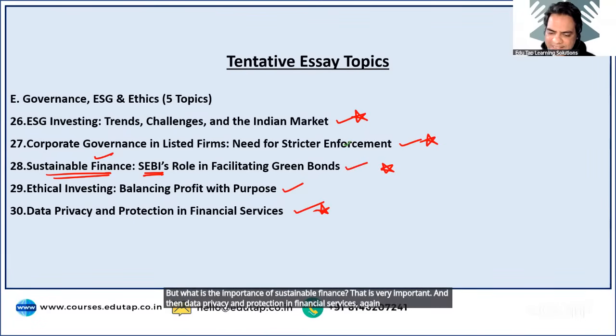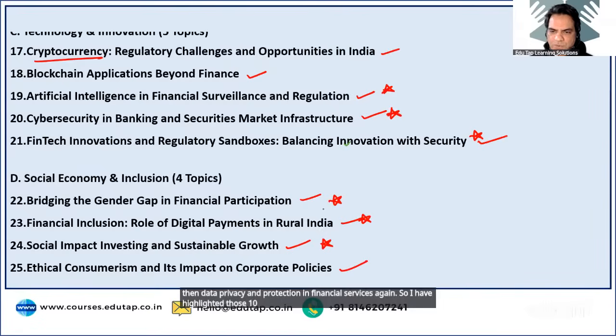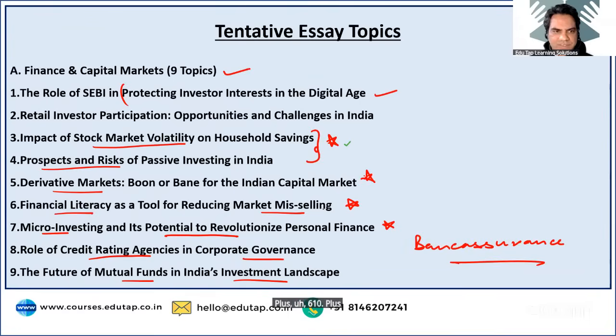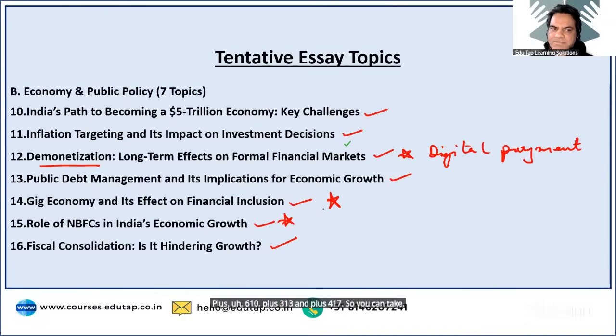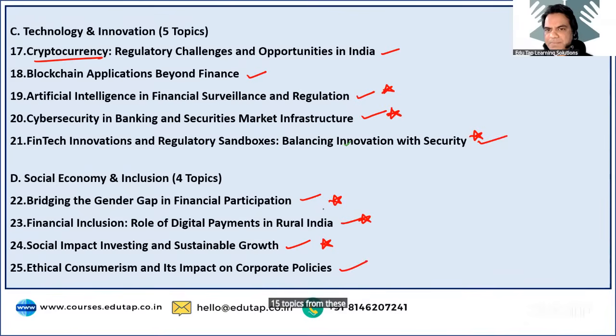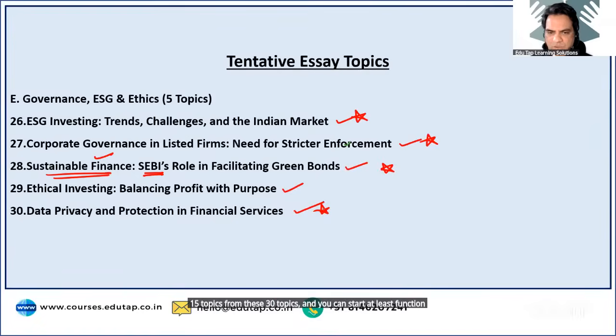So I have highlighted those 10, 12 important topics, 4 plus 6 10 plus 3 13 and plus 4 17. So you can take 15 topics from these 30 topics and you can start at least functioning towards these topics, guys. Okay. So this is the basics of essay writing, what you need to know about essay writing, do's and don'ts of essay writing.